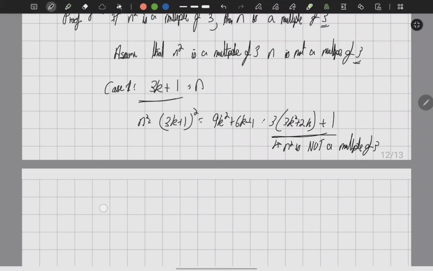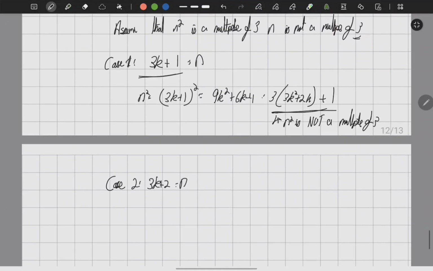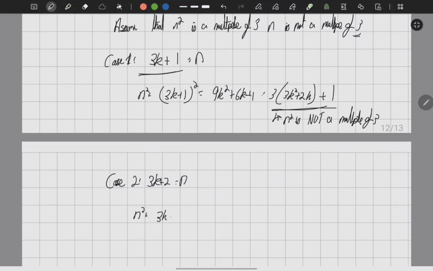We do the same thing. There's another case of 3k plus 2, because let's say you have any multiple of 3, like 99. Obviously 100 isn't a multiple of 3, and 101 isn't a multiple of 3, but if you go 3 more, 102, that is a multiple of 3. So let's do the same thing with 3k plus 2. n squared would be (3k plus 2) squared, which is 9k squared plus 12k plus 4, and it's the same thing. We can factorize out a 3 from the first two terms. If we split this into 3 and 1, we would get 3 lots of (3k squared plus 4k plus 1), plus 1.